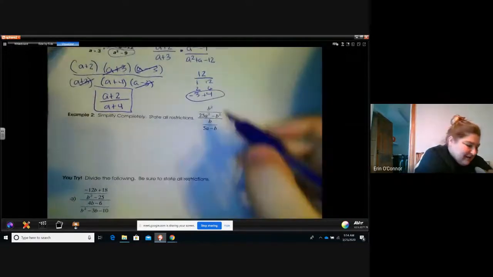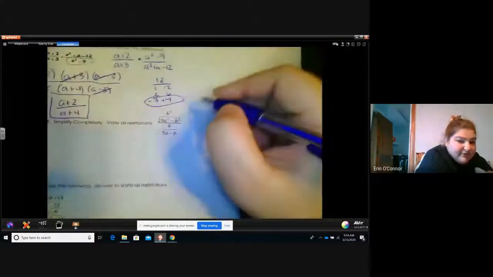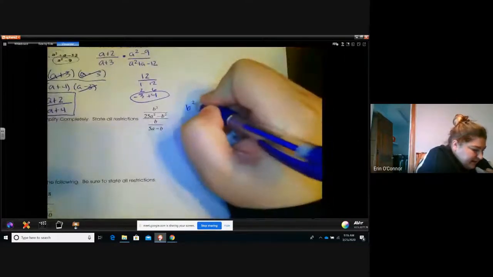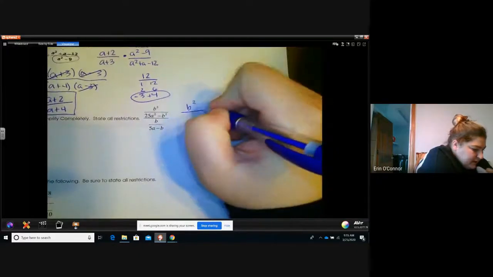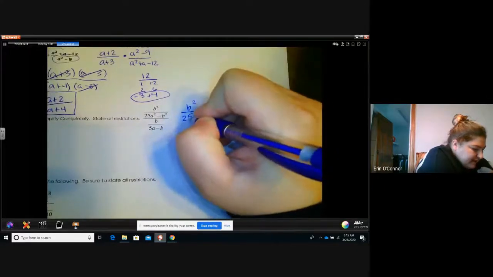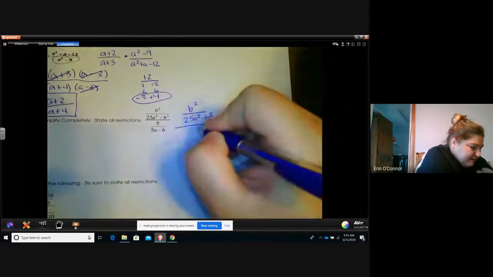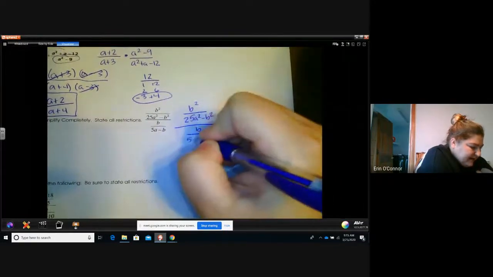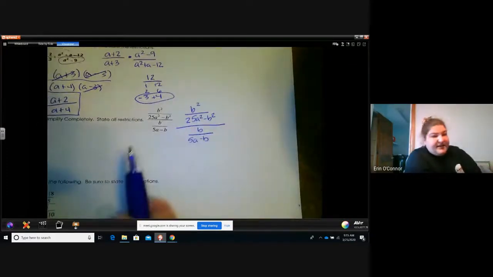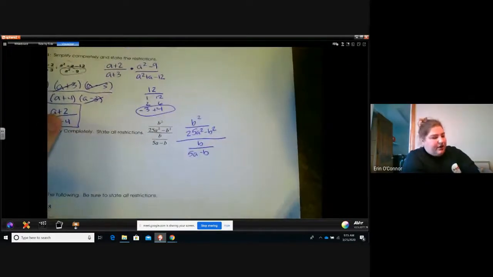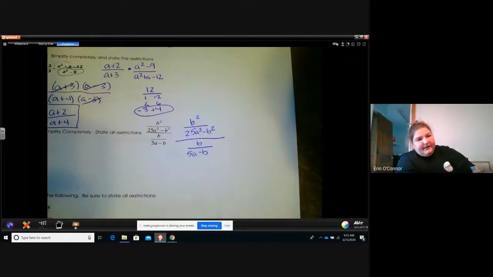Again, it's set up like this. If you want to rewrite it, it would be b squared over 25a squared minus b squared divided by b over 5a minus b. Now, these say state all the restrictions. We're not going to go over that quite yet. That's going to be in a later video, so don't stress about that right now.